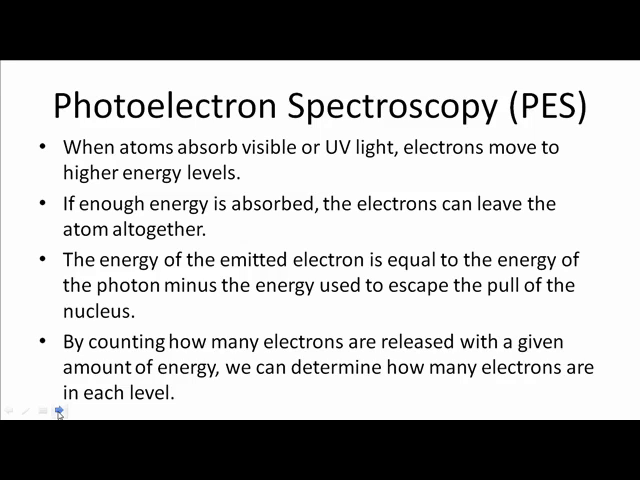That's our evidence that light is a particle, right? The energy of the emitted electron is equal to the energy of the photon minus the energy used to escape the pull of the nucleus. We talked about that as well. And by counting how many electrons are released with a given amount of energy, we can determine how many electrons are in each level. So, photoelectron spectroscopy.